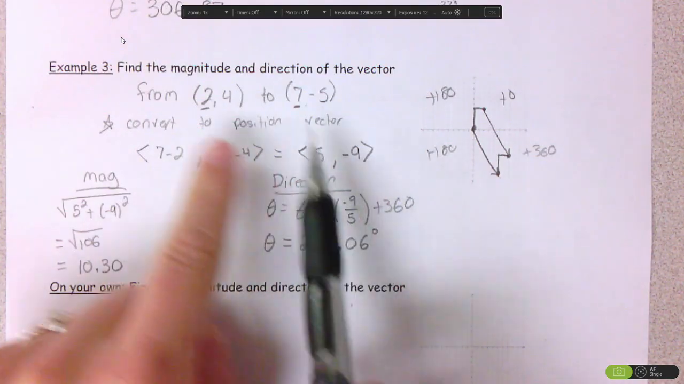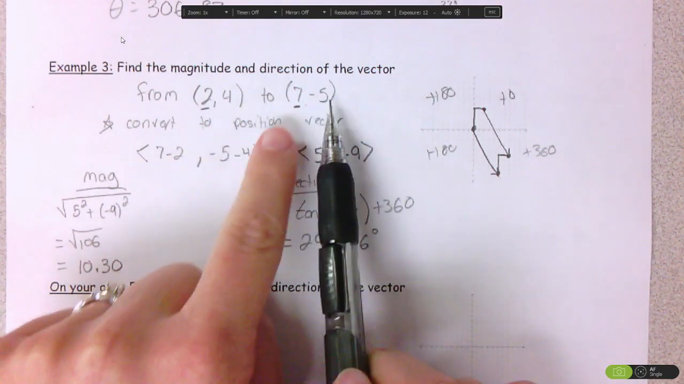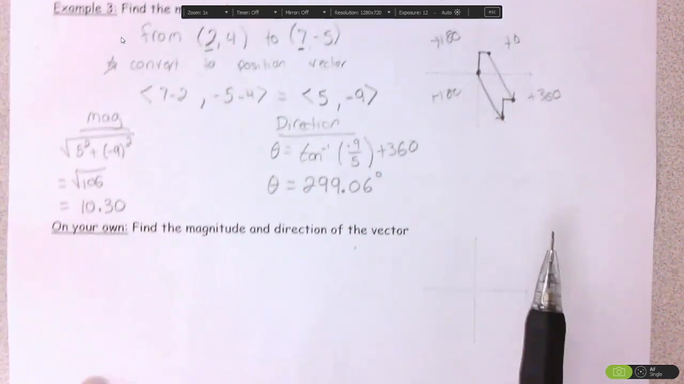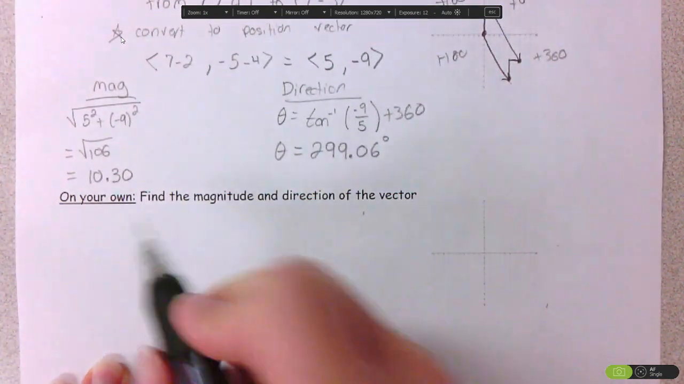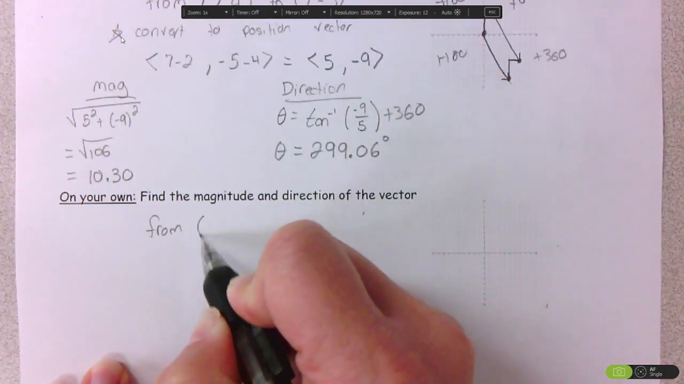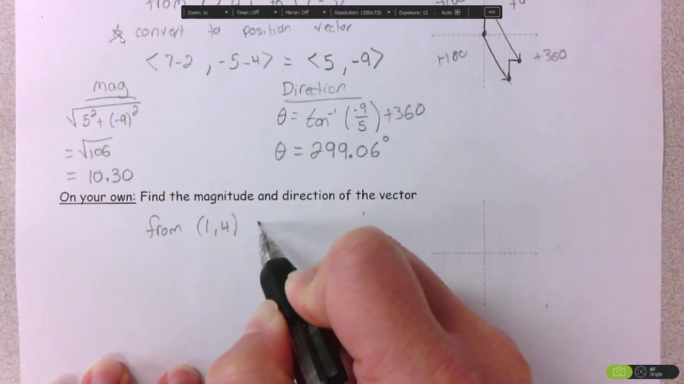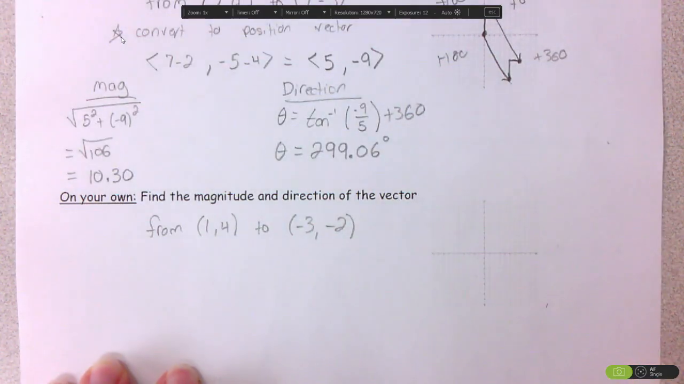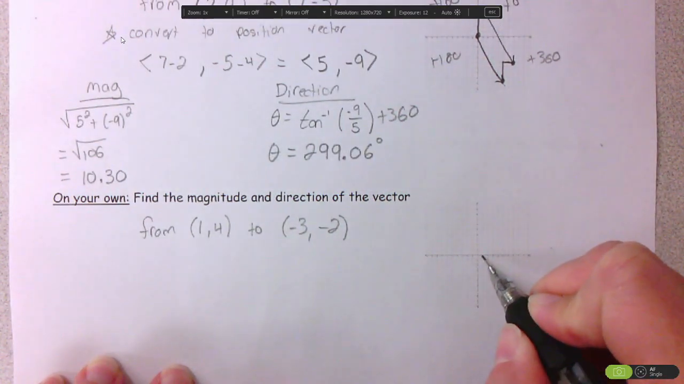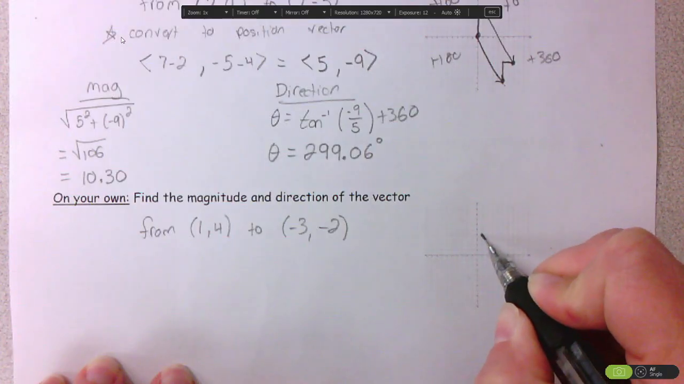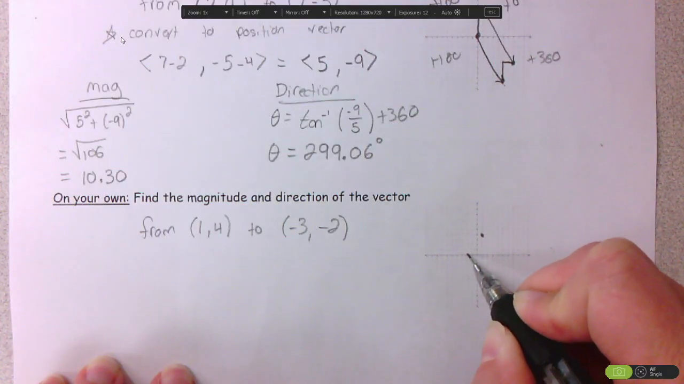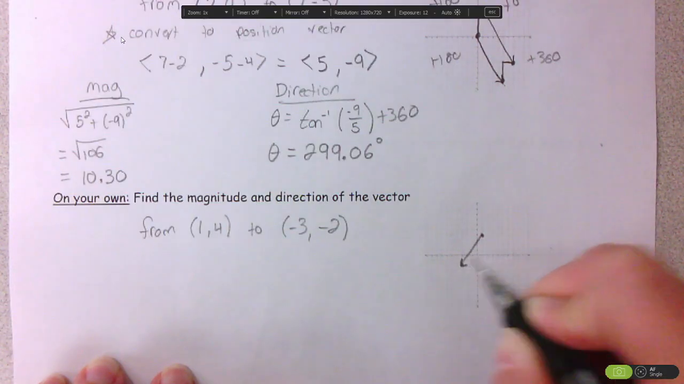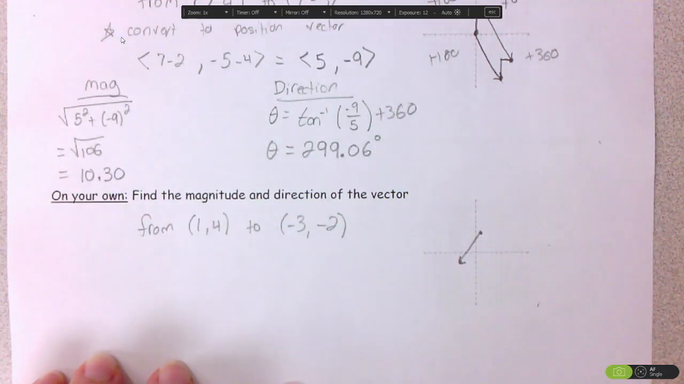So if you're given two points and it's not in the position vector form, you take the second point and subtract the first point. Okay, so let's try one of those on our own. From 1, 4 to negative 3, negative 2. Again, if we graph those, 1, 2, 3, 4, that's my starting point, and then negative 1, 2, 3, and then negative 1, 2. So there's your starting point. See if you can find the magnitude and direction.